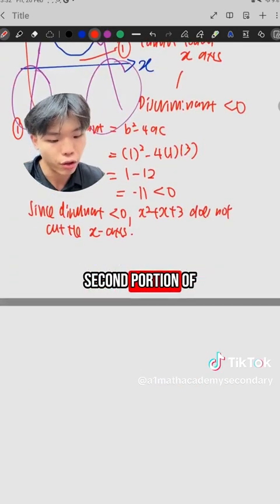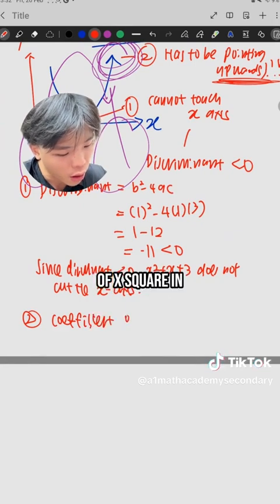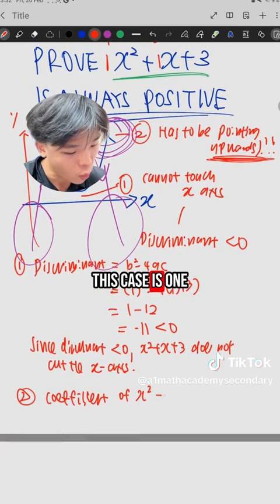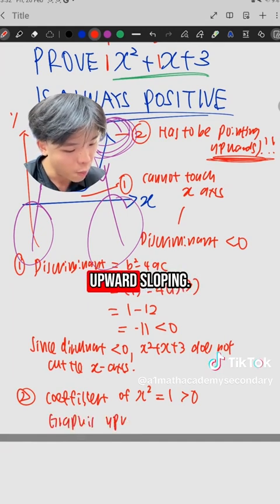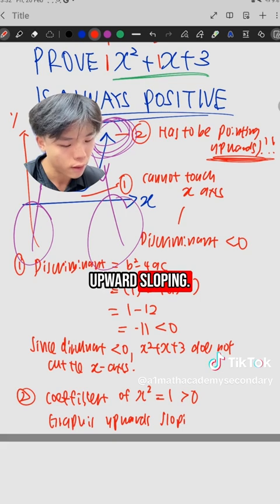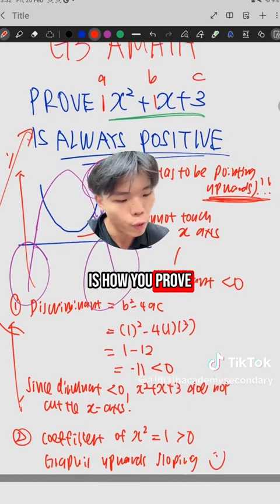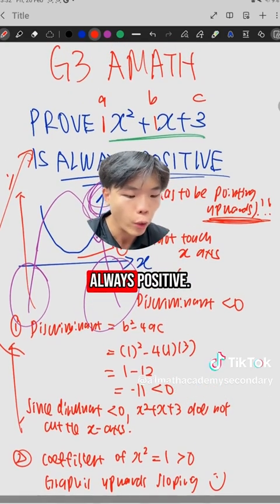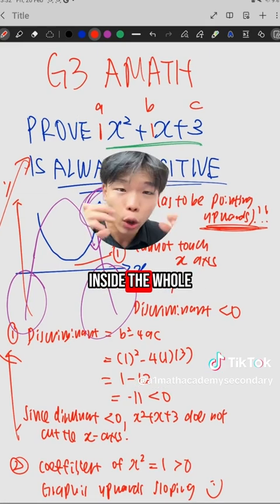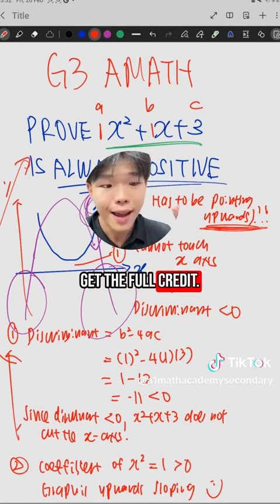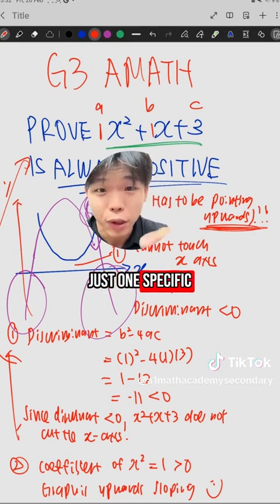Therefore, in the second portion of your answer, you have to state that the coefficient of x squared, in this case, is 1, which is positive. So therefore, the graph is upwards sloping. It's a happy face. And when you combine 1 and 2 over here, that is how you prove that x squared plus x plus 3 is always positive. So to all G3 AMath students, you need to always have these two answers inside the whole answer to get the full credit. This chapter is one of those big chapters where there are a lot of different question types, and this is just one specific question type that could come out.